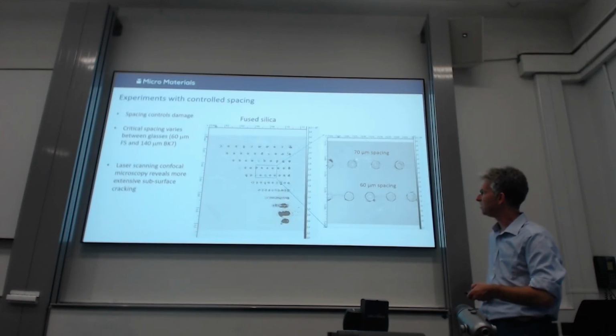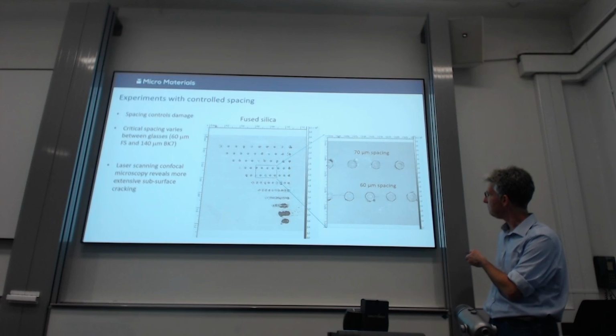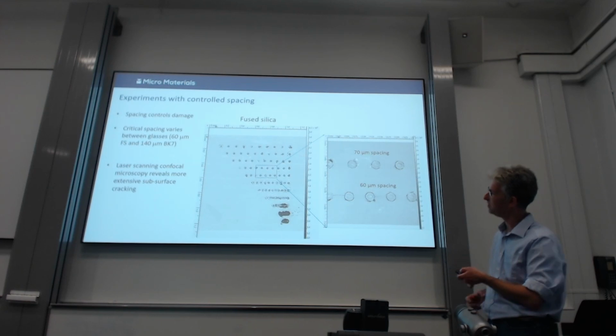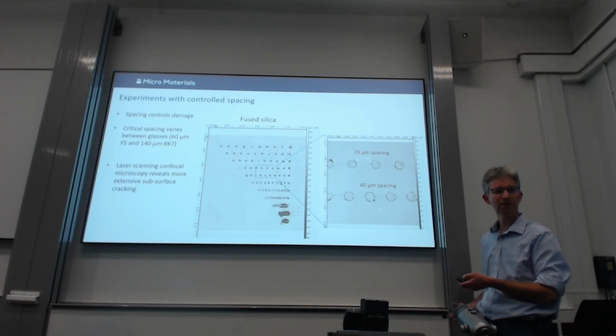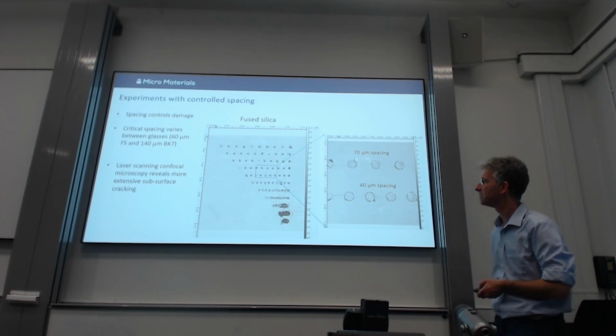So we did some work as well. These are some LEXT images from Hannah, and what you can see here is the fused silica system. When you're this far apart, these things do not interact. When you get to 60 microns apart, they start to interact. If you look at BK7 under the same conditions, they would start interacting when you're 140 microns apart. So that is the heart of the difference in these two.